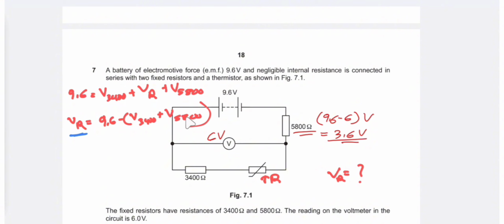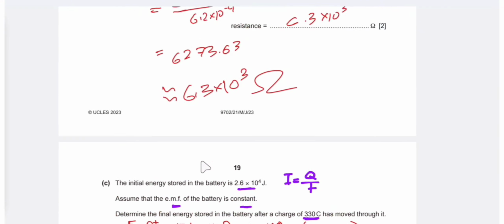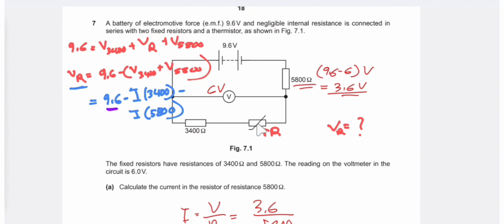Now, what happens to VR? First of all, VR is equal to 9.6 minus, since V is equal to IR, I times 3400 ohm, minus, since if we remove the bracket we have to place a minus sign, I times 5800 ohm. Now this EMF of the battery is constant, and initially we found that the current decreases. Since the thermistor is connected in series, the current in the thermistor is the same as the total current in the series.